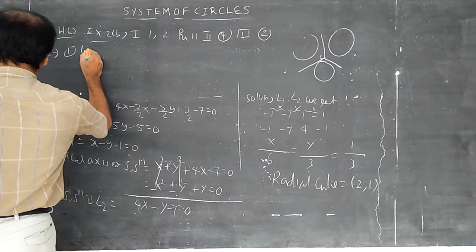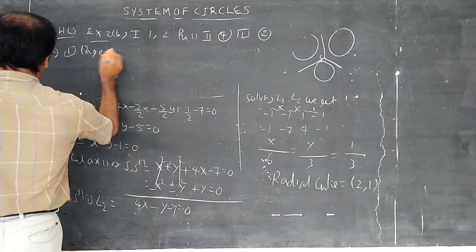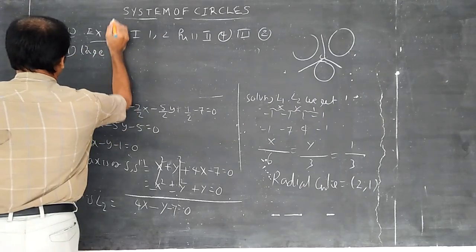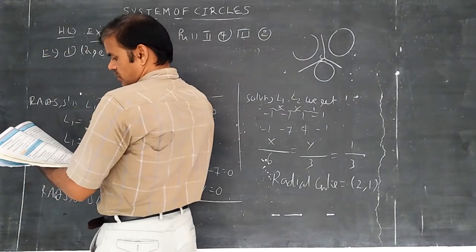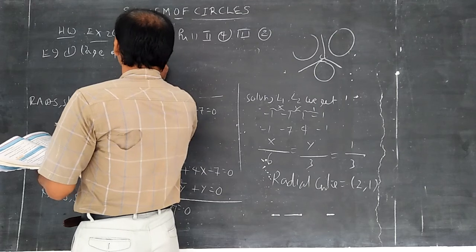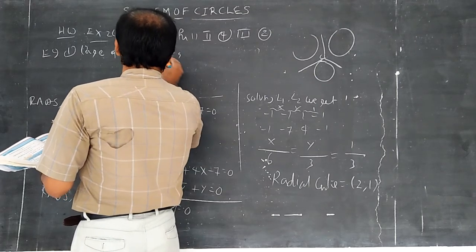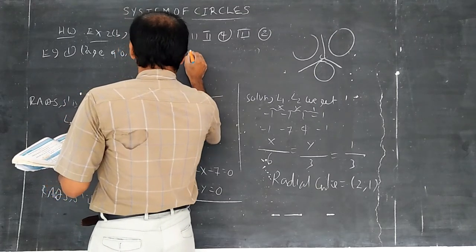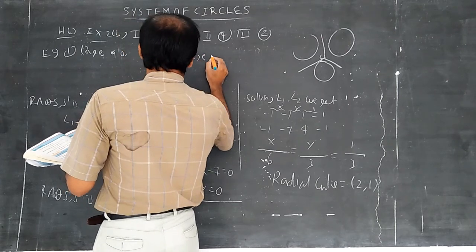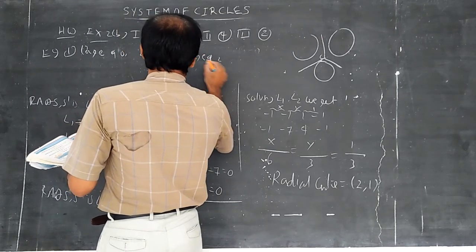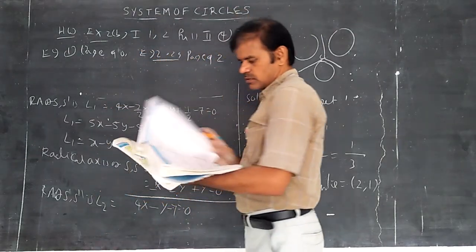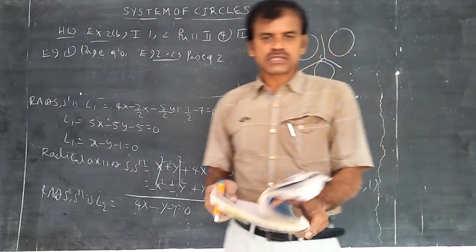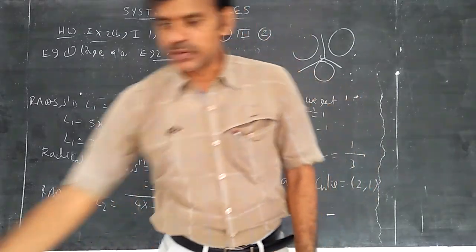Example 1, page 90, is homework. And example 2.2.9, page 92, this is homework. That's all. We can discuss the next topic later. Okay, students.